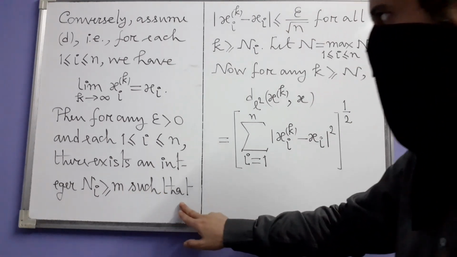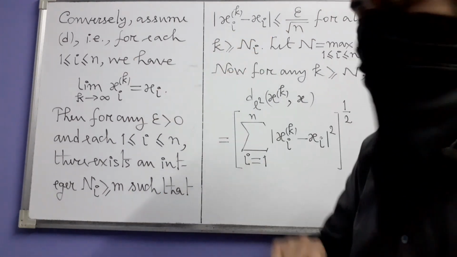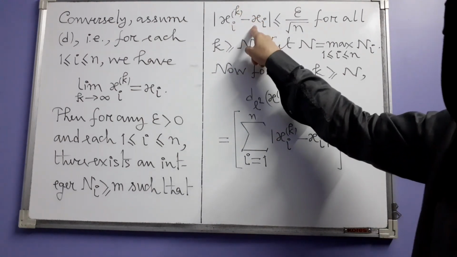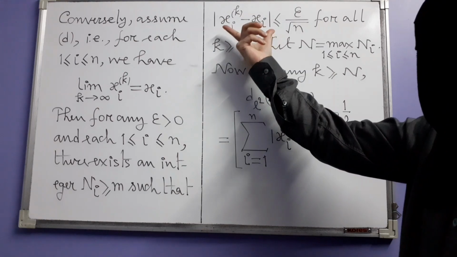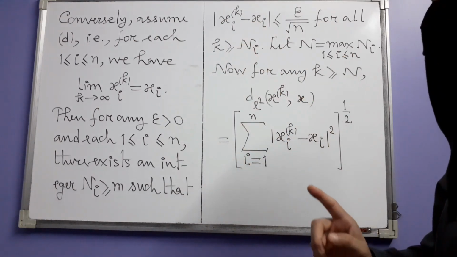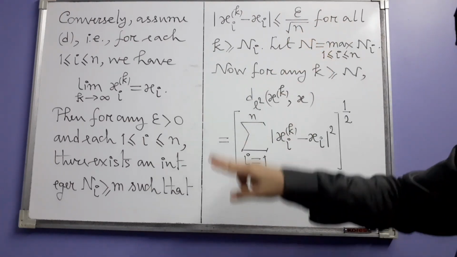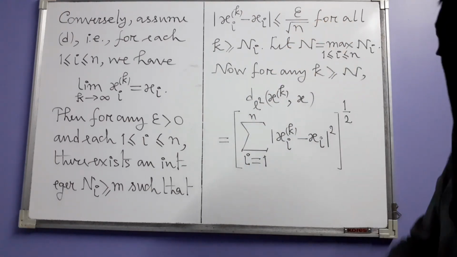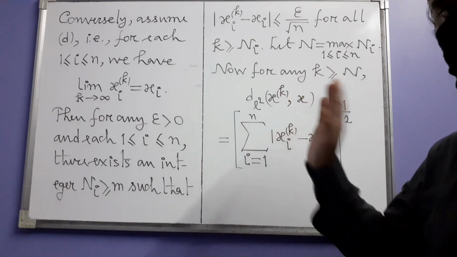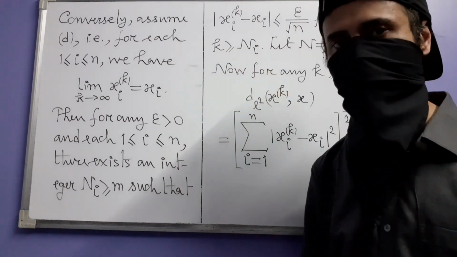Greater than or equal to m, such that the distance between the kth term of the sequence, x_i^k, and x_i, because these are real numbers, the distance is your ordinary absolute value distance, is less than or equal to, but here again we do a little trick. Instead of simply taking epsilon, we take epsilon divided by square root of n. We will see why this is needed. For all k greater than or equal to that n_i.